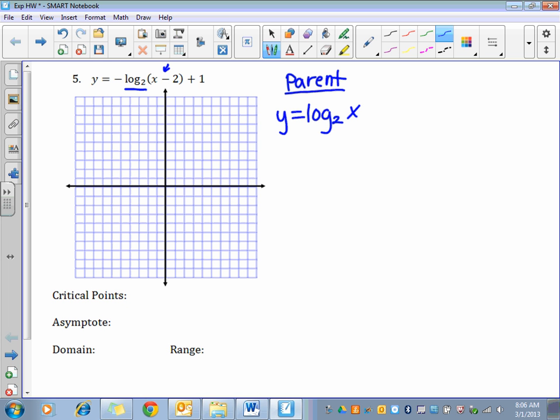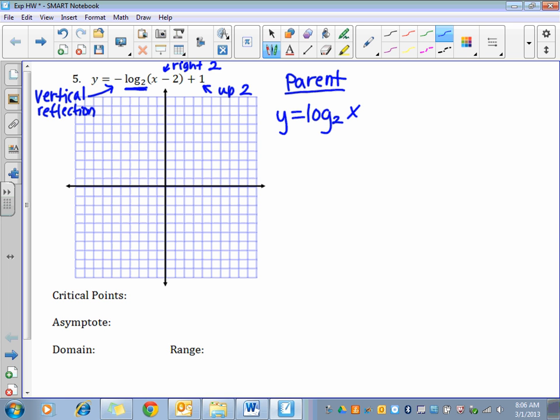The x minus 2 tells me that this is a horizontal transformation since it's in the argument of the logarithmic function. And I'm subtracting 2, which really means that I'm going to be moving to the right 2. So this is a horizontal translation to the right 2. The negative in front, or opposite, tells me that I am reflecting. And since this is outside of the log function, I know that this is a vertical reflection. And finally, the plus 1 tells me I'm translating up 1.